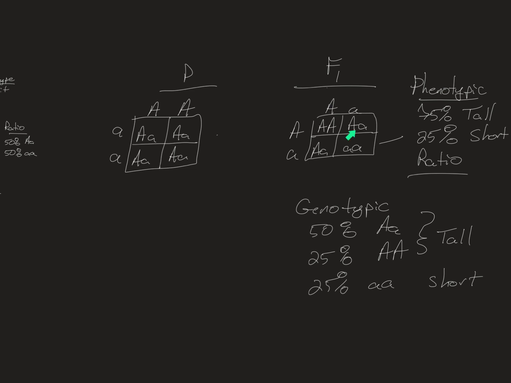Now we say likelihood. If you mix these two, you're more likely going to get more tall than short. And Mendel counted hundreds. He crossed hundreds and counted them all, many generations for many years. So he got these numbers to come close. The more you do it, the closer you come to these odds.